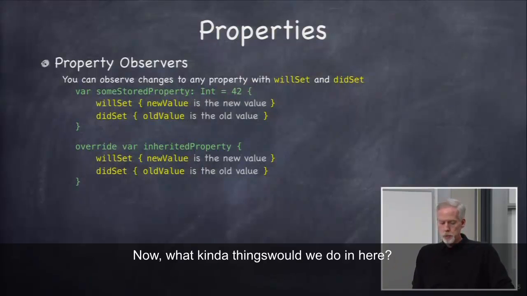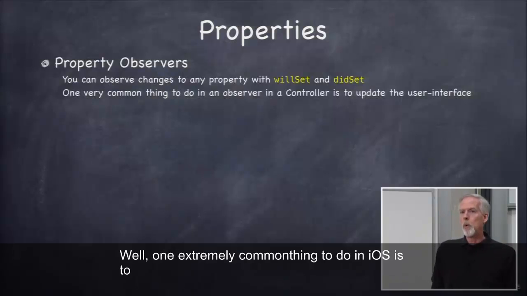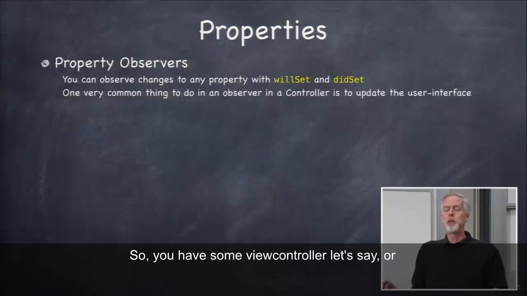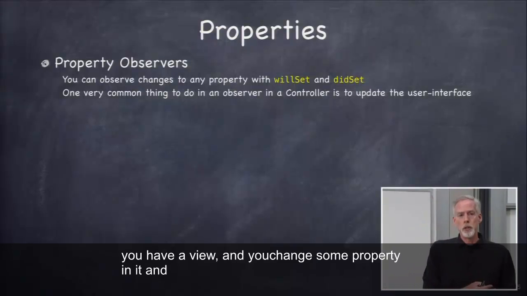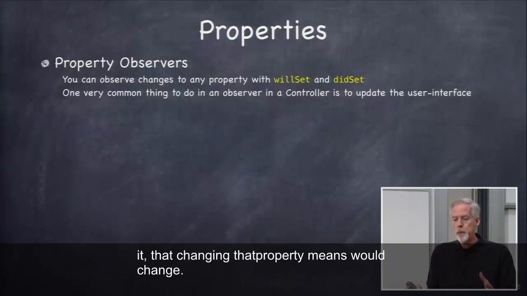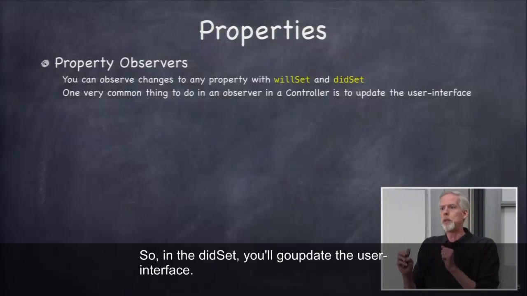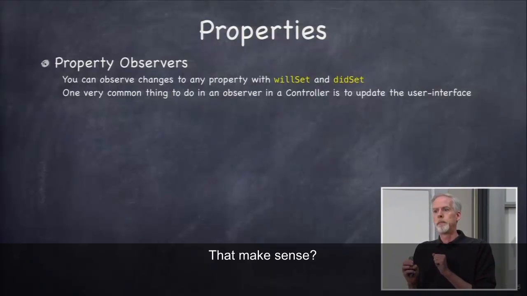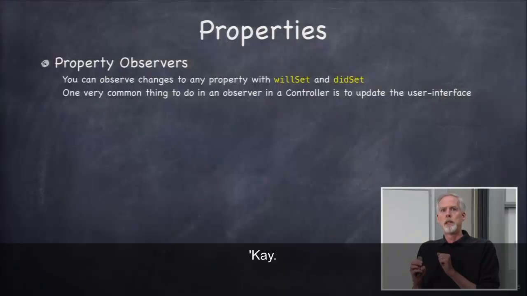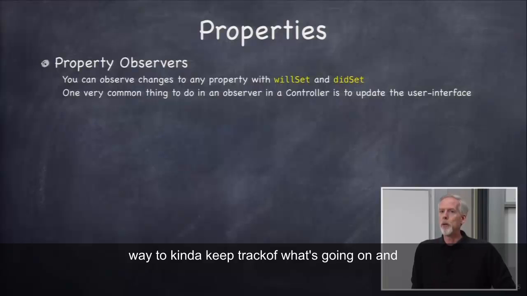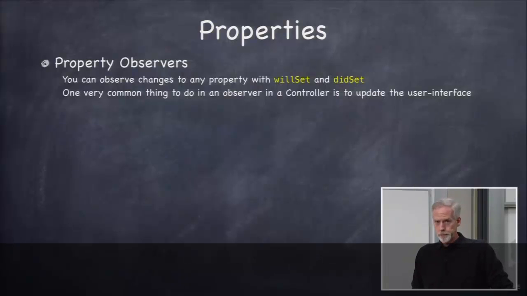Now, what kind of things would we do in here? Well, one extremely common thing to do in iOS is to update the user interface. So you have some view controller, let's say, or you have a view, and you change some property in it, and changing that property means the UI would change. So in the didSet, you'll go update the user interface. Does that make sense? Okay, so the observers are really cool. They're a really good way to keep track of what's going on and keep things in sync.